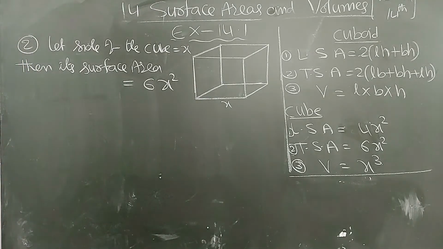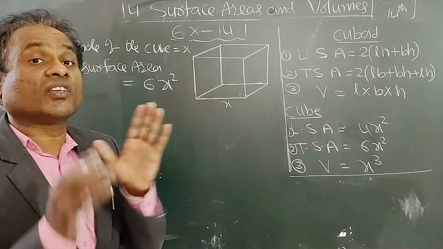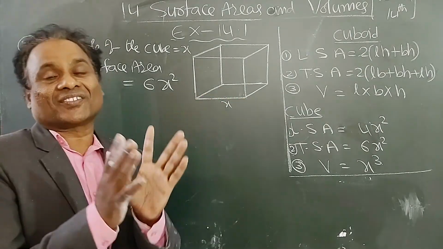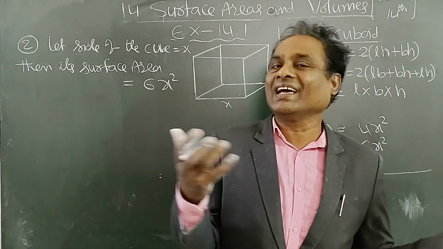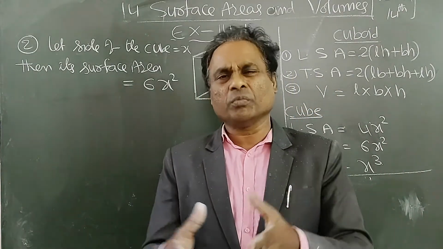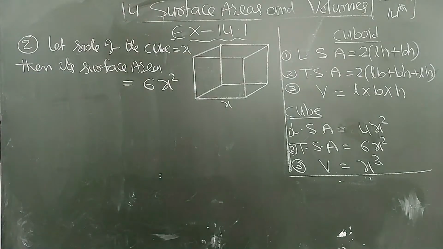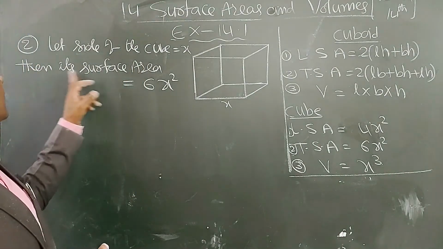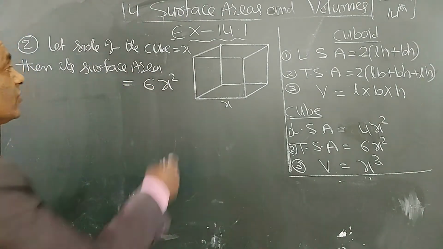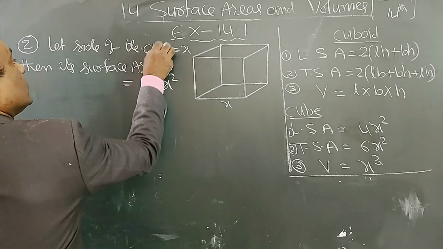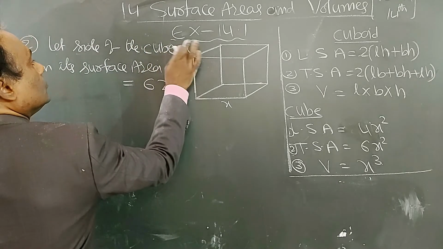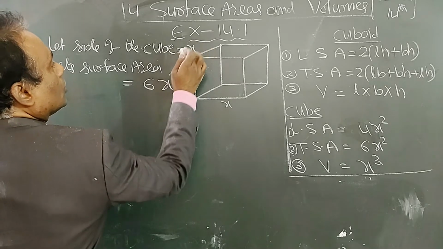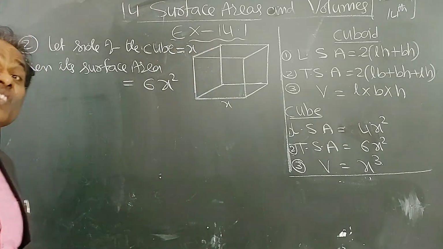See students, let the side of the cube be x, then what is the formula for total surface area? Actually there are two types, one is lateral surface area, the other is total surface area. Here it should be mentioned. If only surface area is written, it generally means total surface area. So the total surface area of the cube formula is 6x square.